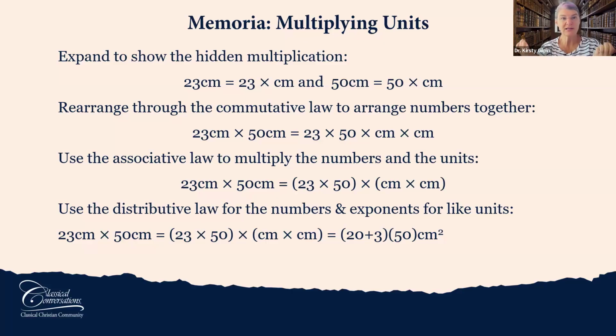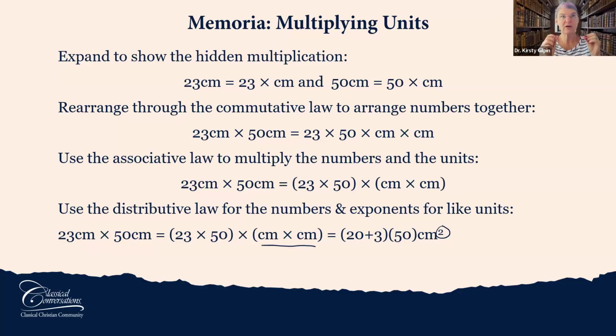Then the associative law says, okay, now I can multiply my numbers and I can multiply my units. And I'm going to look in a minute at using the distributive law for the numbers. But because I have like units in this case, and I'm going to show you an example in a minute where I don't have like units. Right, here's like units. So I'm going to use my exponent because it is centimeters times centimeters. This is a big difference, right?